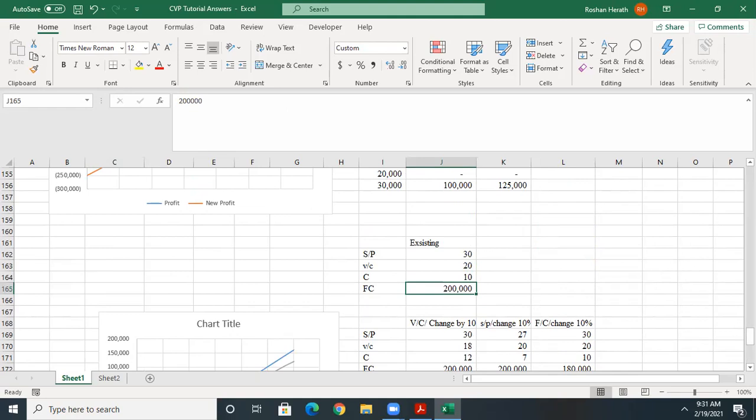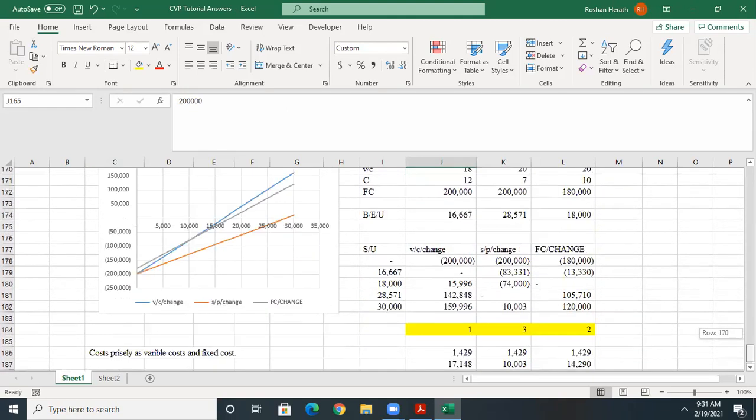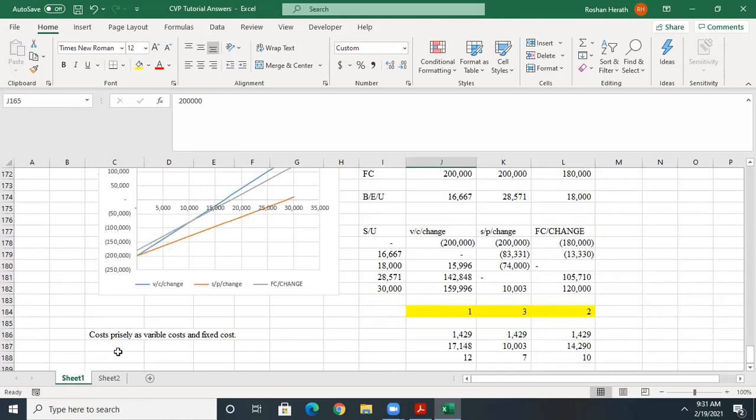So that is one of the main limitations. You cannot precisely classify a particular cost as variable or fixed. Instead, in reality, those costs may be a kind of semi-variable, in the sense that it's a combination of variable cost and fixed cost, right? So that is the most significant limitation.